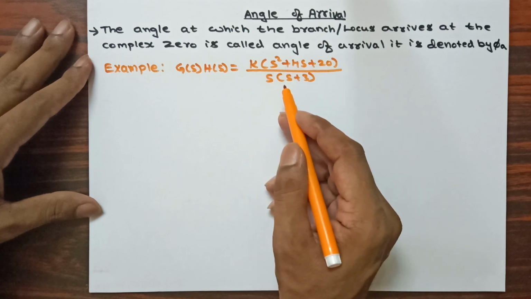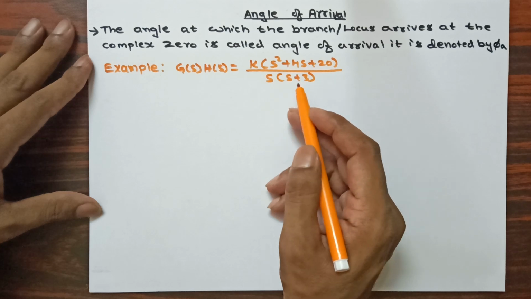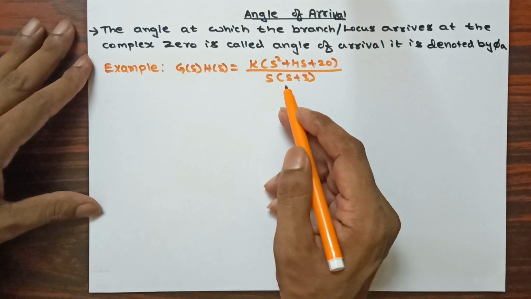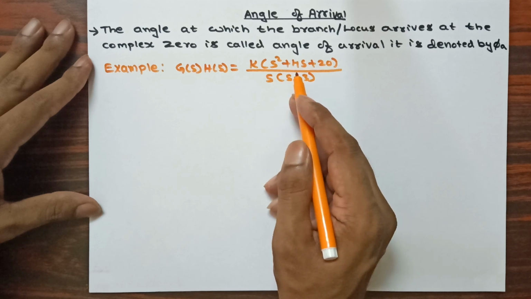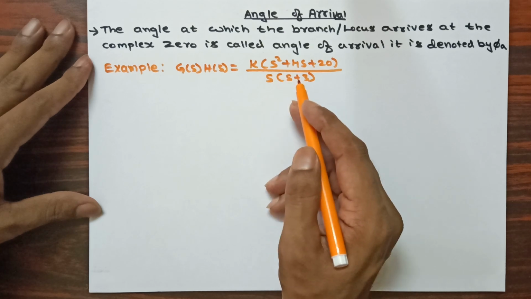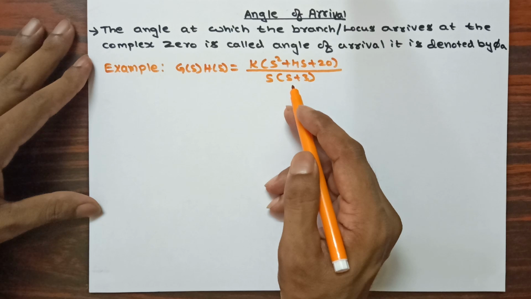In the previous video, we calculated the angle of departure. When we have complex poles in the denominator, we calculate the angle of departure. Remember, when we have complex zeros in the numerator, we need to calculate the angle of arrival, and if you have complex poles in the denominator, then we need to calculate the angle of departure.